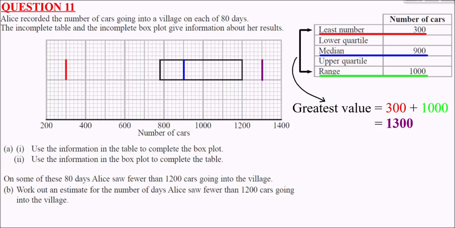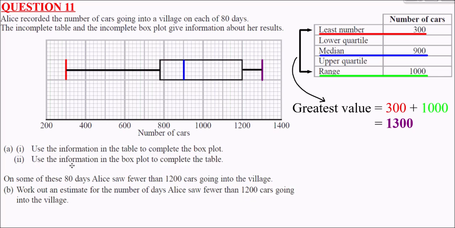That's almost complete, but we need to remember a box plot is only fully drawn when we have horizontal lines from the end of the box to the least value, and from the right hand end of the box, a horizontal line going to the greatest value. So to complete it, we add on two horizontal lines like so, and that's the completed box plot.